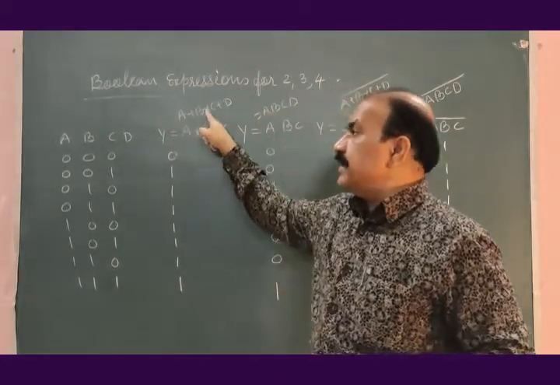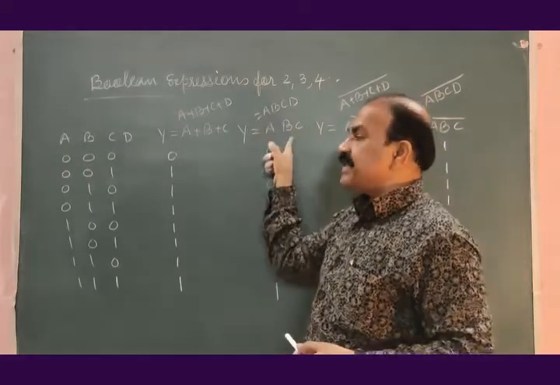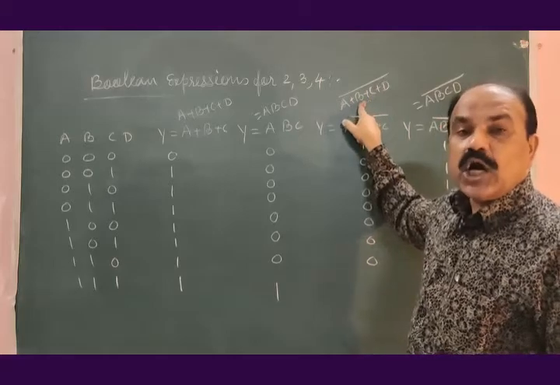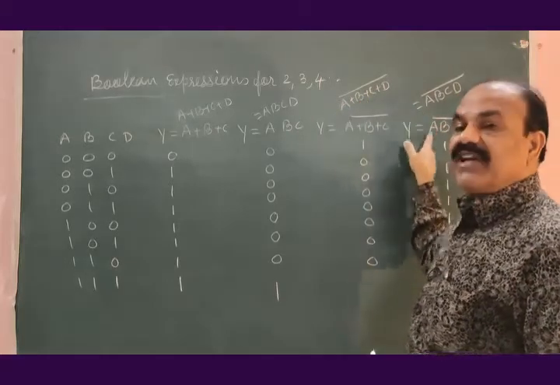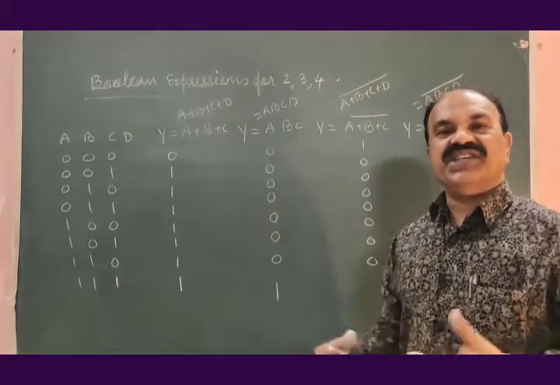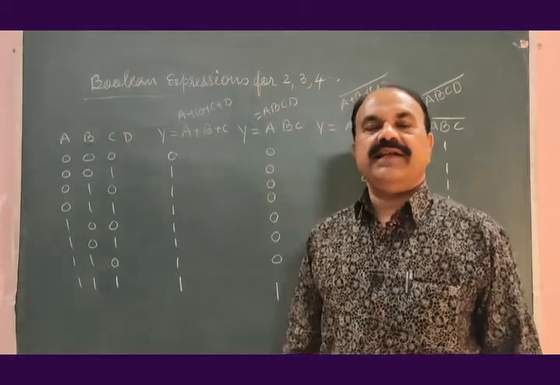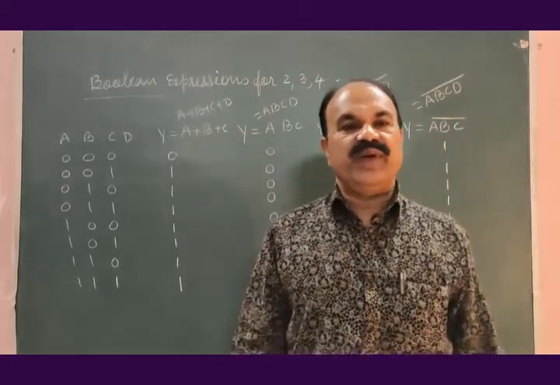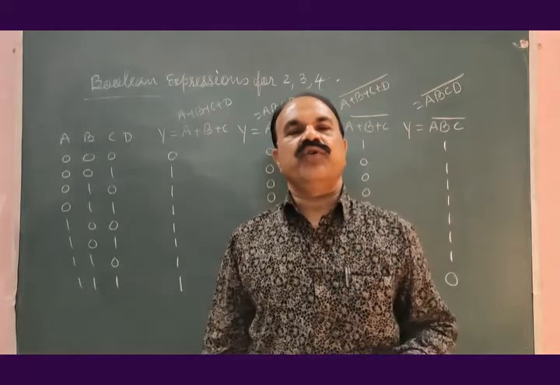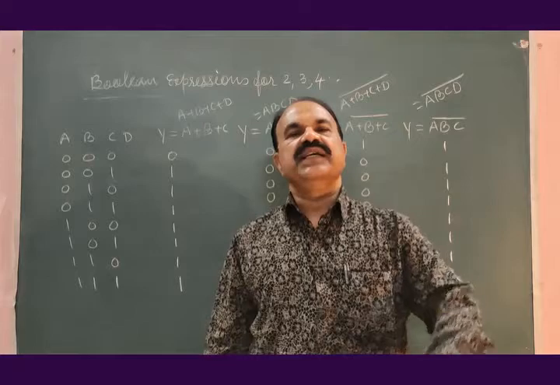This is specifying only OR operation. This is specifying only AND operation. This is specifying only NOR operation. This is specifying only NAND operation. There may be mixing of these. There also we can write the Boolean equations or Boolean expressions for 2 inputs, 3 inputs, 4 inputs, 5 inputs, etc.